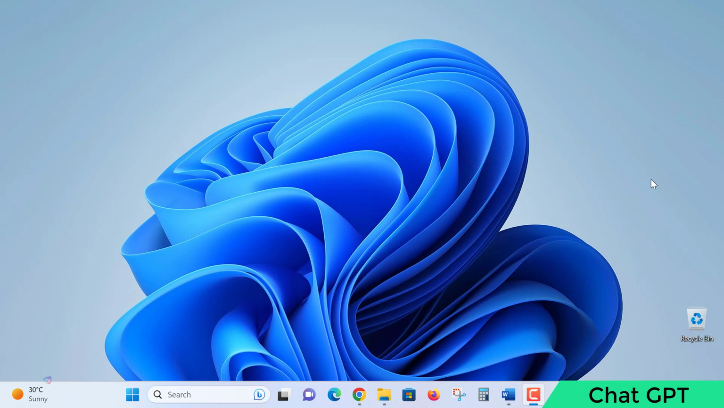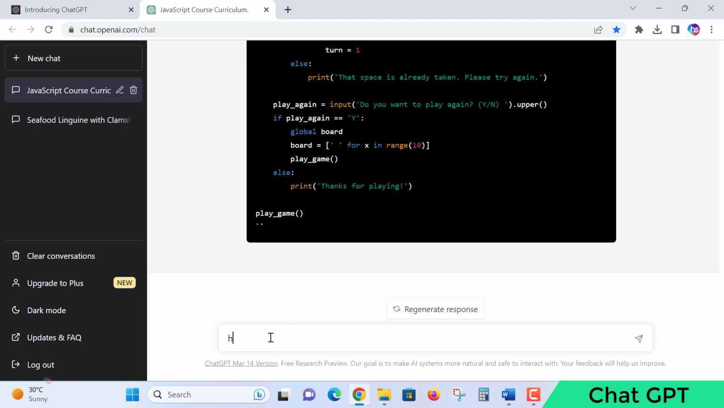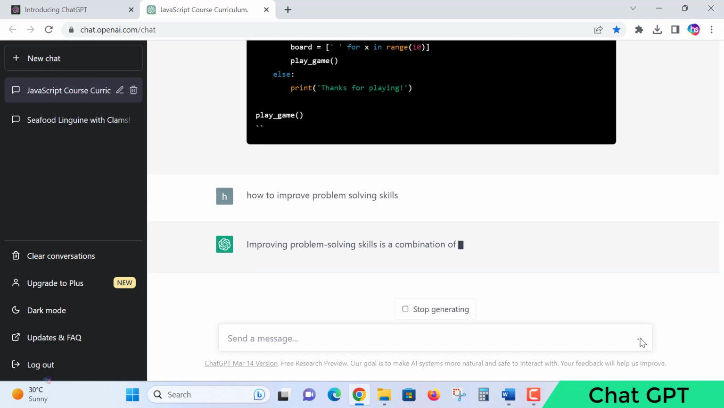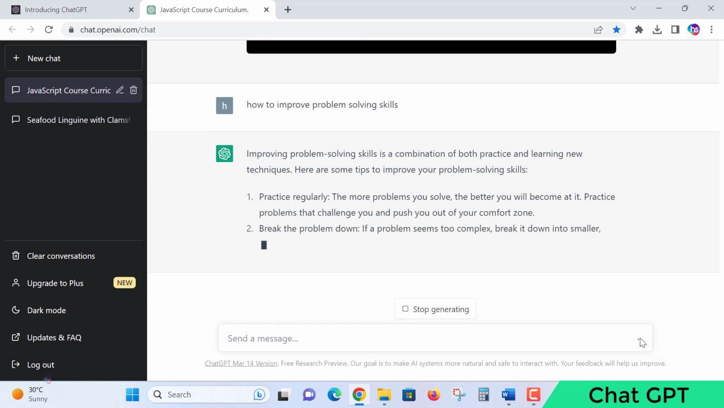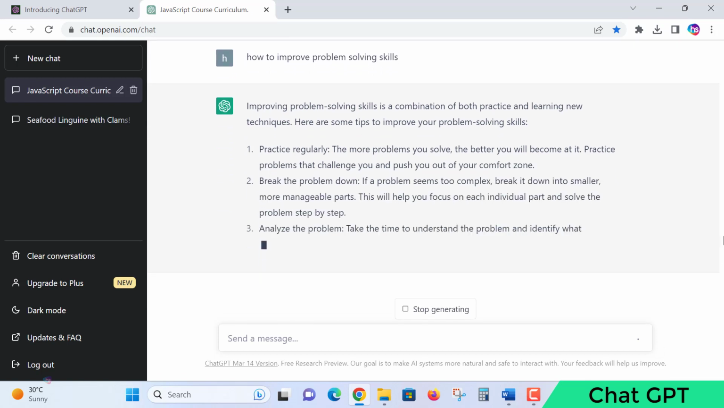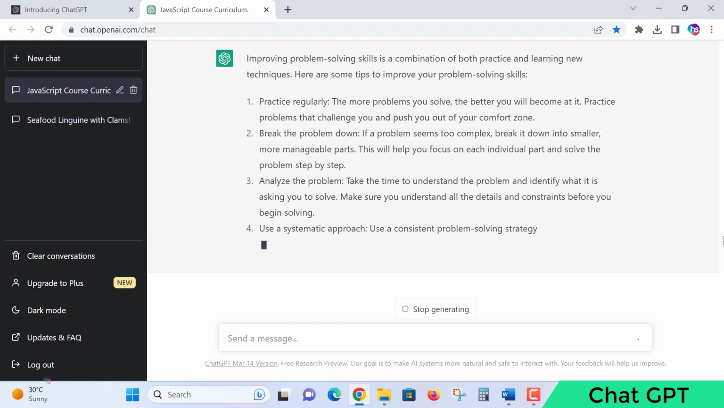So how can we get this? First, I would like to ask ChatGPT simply how to improve problem solving skills. See, I'm just asking a query to ChatGPT and we will see a few problems, how to solve them, and how we will get a solution for it.